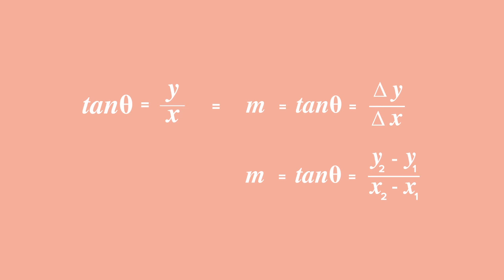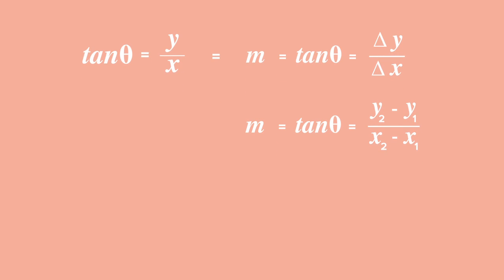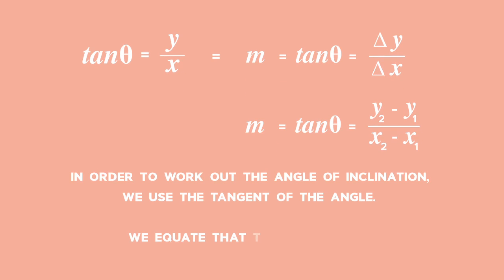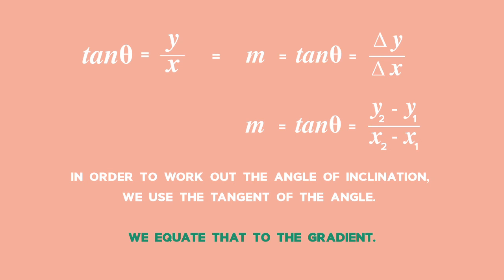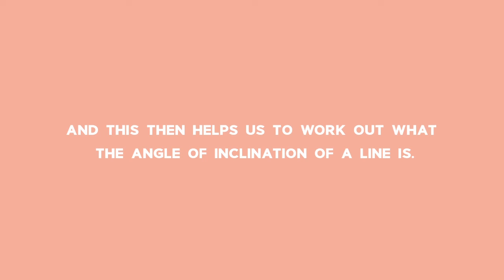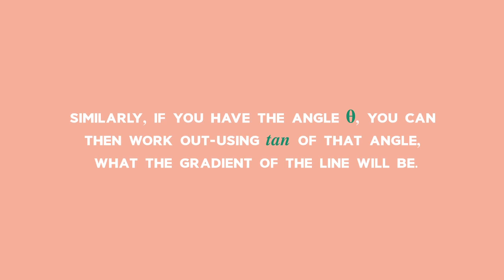Gradient m equals tan theta equals (y2 minus y1) over (x2 minus x1). So you can see that in order to work out the angle of inclination, we use the tangent of the angle. We equate that to the gradient. And this helps us to work out what the angle of inclination of a line is. Similarly, if you have the angle theta, you can then work out, using tan of that angle, what the gradient of the line will be.